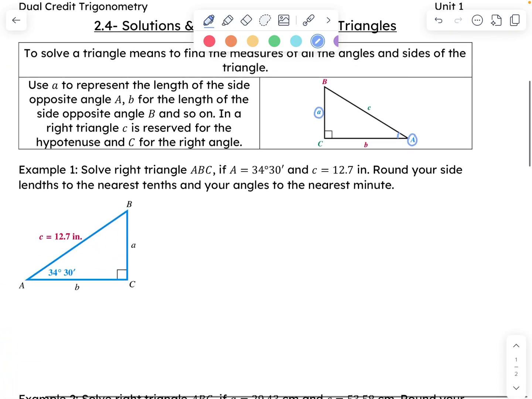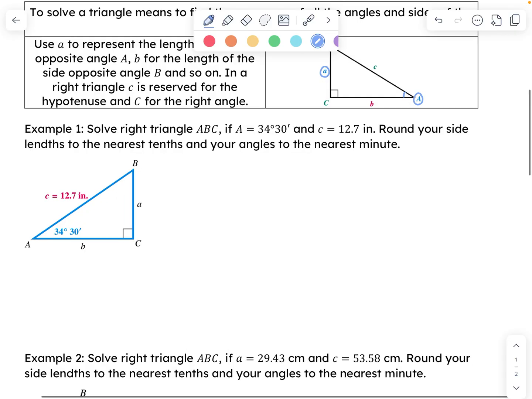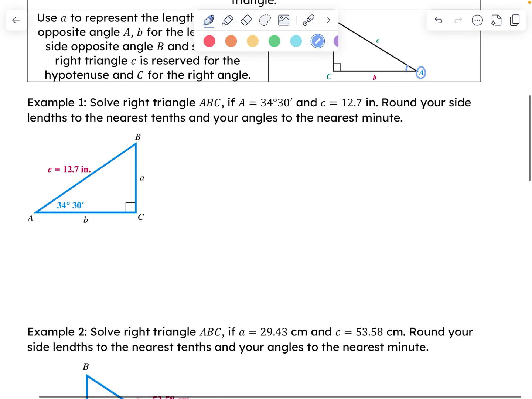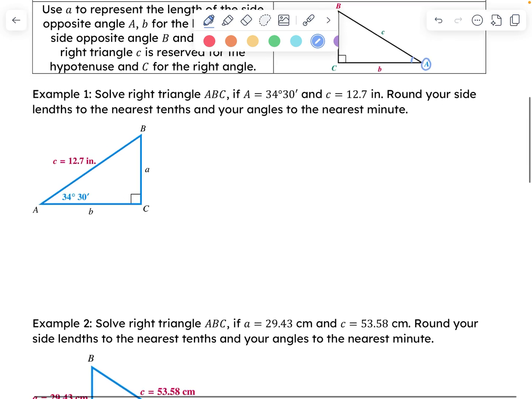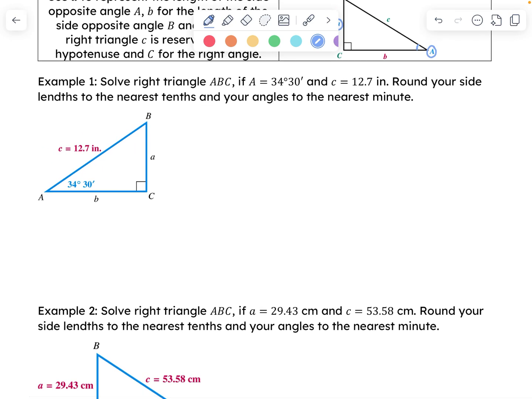In example 1, it says solve the right triangle, and it tells us angle A is 34 degrees and 30 minutes, and side C, because it's a lowercase c, is 12.7 inches. Round your side lengths to the nearest tenth and your angle to the nearest minute. What helps me when I'm going through these is to make a little table over here on the side that lists out all the angles and all the sides so I can see what I know and what I need to figure out.